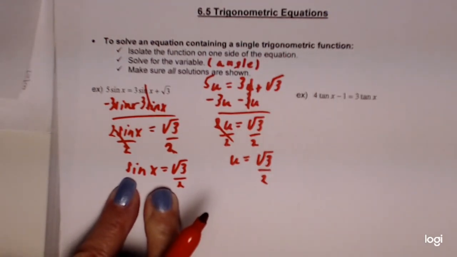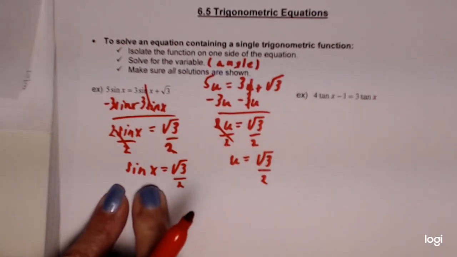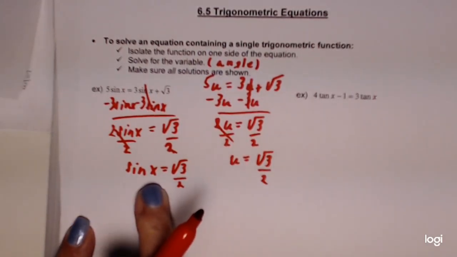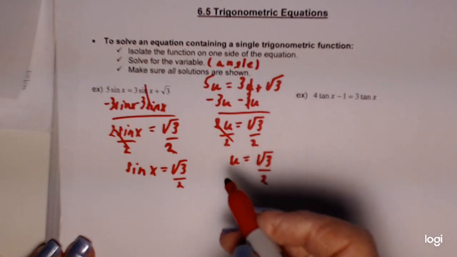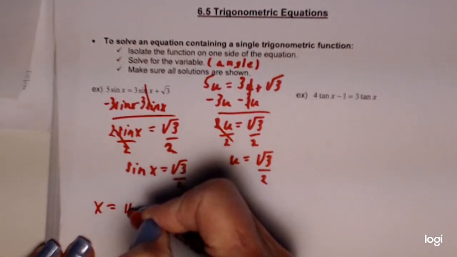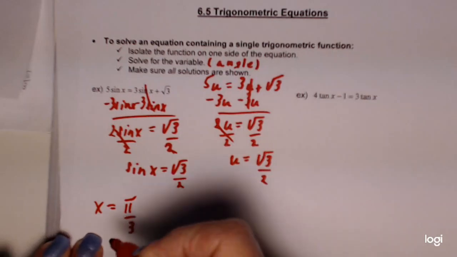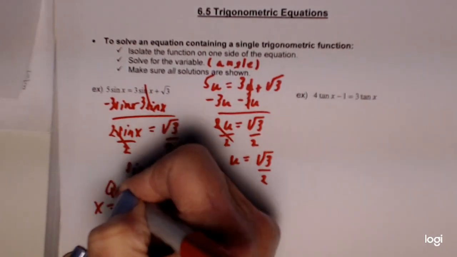So we are not done here because we're not looking for the sine of x. We want to find x. In order to find x, you could use your calculator to do inverse trig functions. However, we know this angle, this ratio. We recognize this ratio. It is pi over 3, or 60 degrees, that has a sine of radical 3 over 2. So our x is going to be pi over 3. Now, pi over 3 is from Q1.